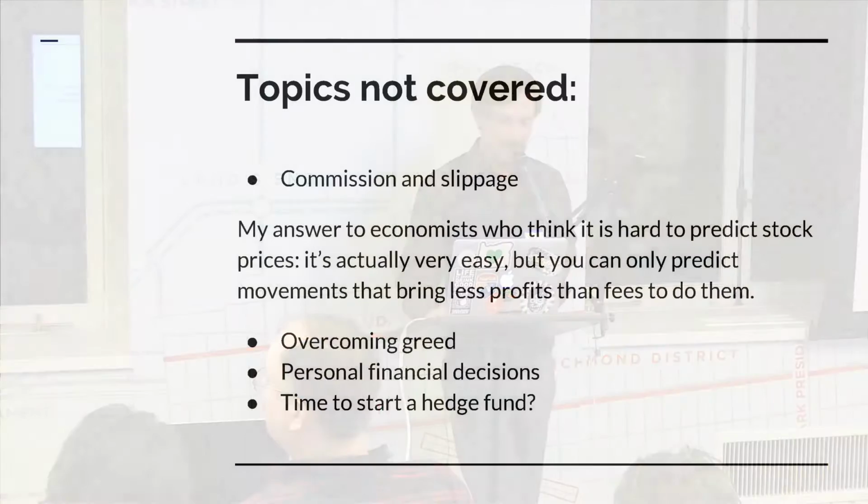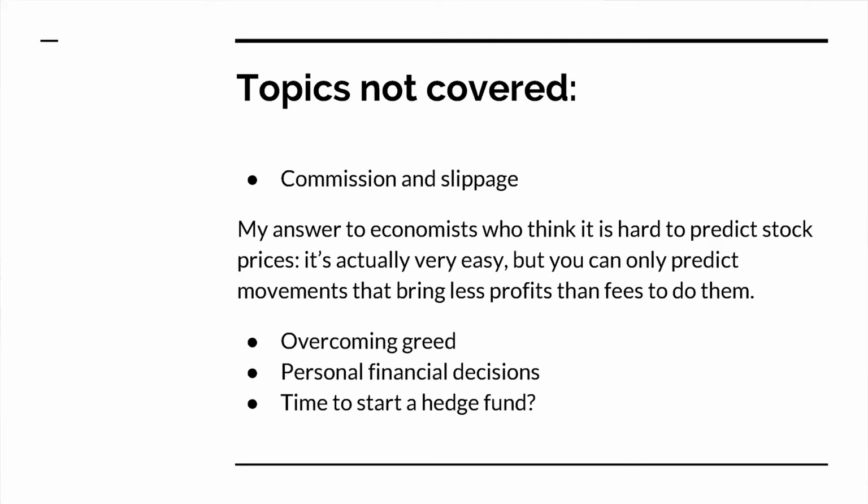There are also things that I do not really have time to talk about much, but I still want to comment on. So there is slippage in this particular model, and some kind of slippage or commission in any trading. So the answer to those economists from the beginning of the talk who think that prices are not predictable is that technically they are wrong. It's actually easy to predict prices, it's just that you only predict the movements that bring less profit if you use them than it costs in fees to actually follow those movements. So there is plenty of stuff you can predict that is useless. Finding something that you can predict and that is useful for making money is what is actually hard.